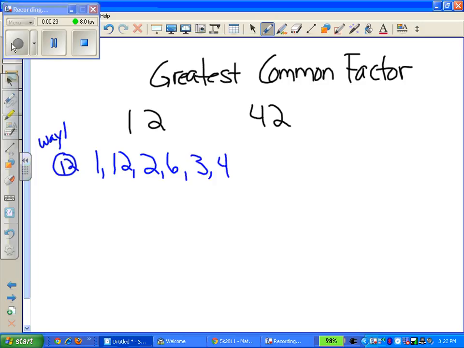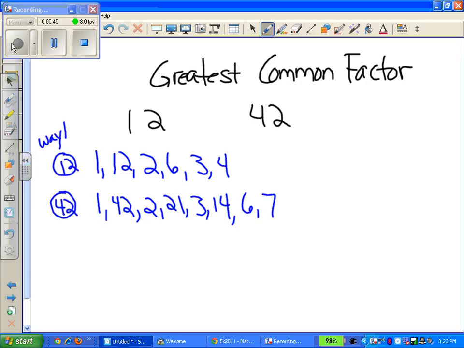Now I want to list all the factors of 42. And this is a little more challenging because the number is a little bit larger. So 1 times 42 equals 42. 2 times 21, those are both factors, multiplied gives you 42. 3 times 14. And 6 times 7. So when I look at all the factors here, what is the greatest common factor that they have in common? It happens to be the 6.